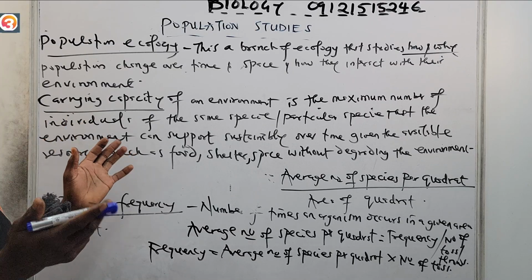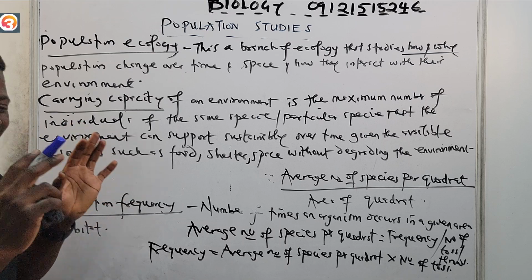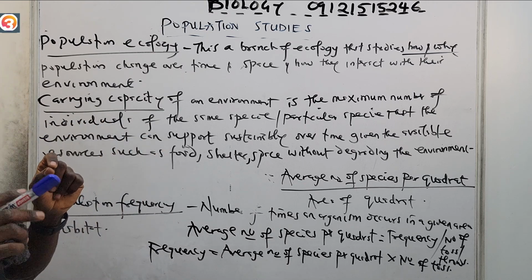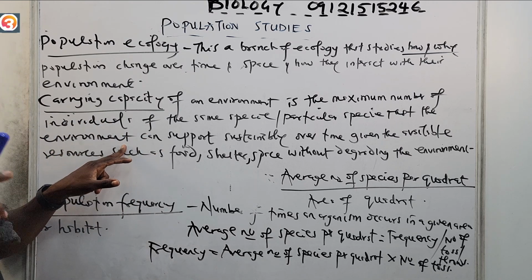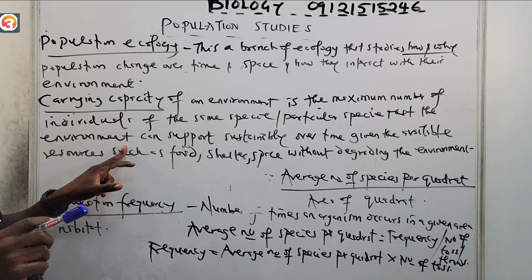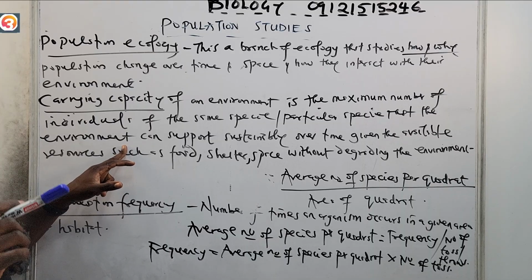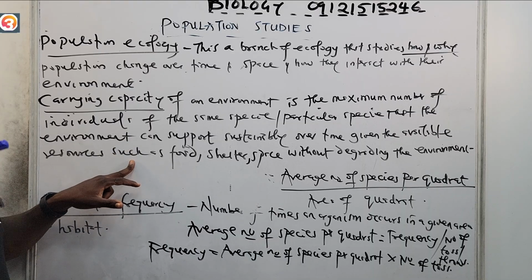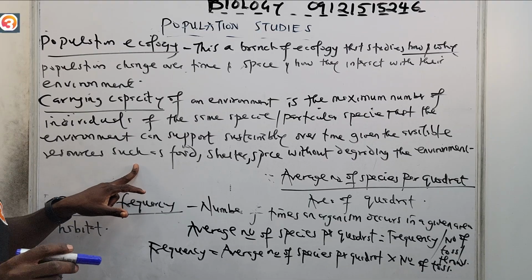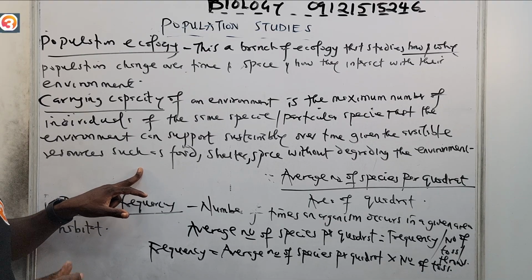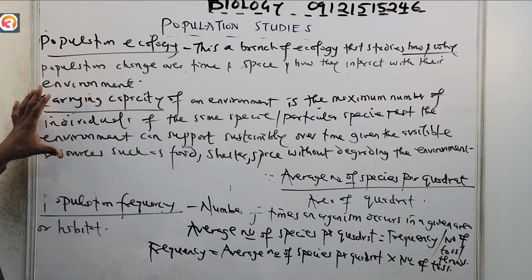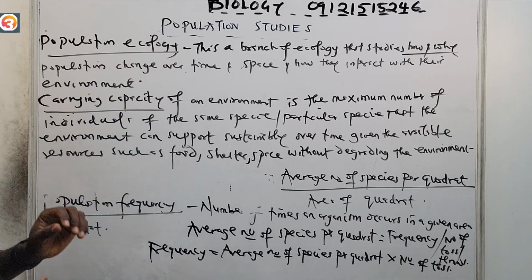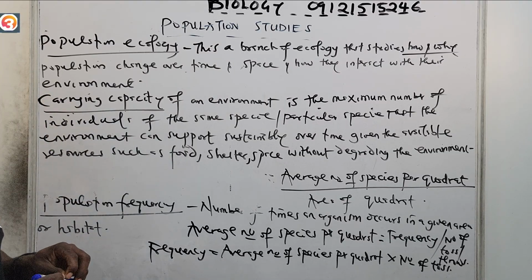The maximum number of individuals of the same species or of a particular species that the environment can support sustainably over time, given the available resources such as food, shelter, and space, without degrading the environment. That's what we call the carrying capacity of an environment. You must take note of that.